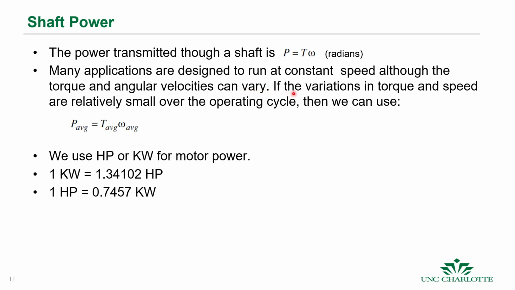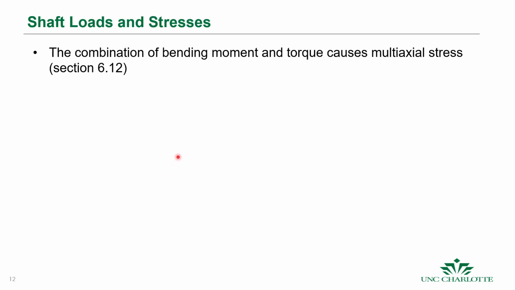If the relative changes in the angular speed and the torque, like the small fluctuations due to loading and unloading, are relatively small, then we can use the average torque values for design. Typically, we'll see motor power in horsepower in North America or kilowatts, and this is just conversion factors to go between kilowatts and horsepower and vice versa.